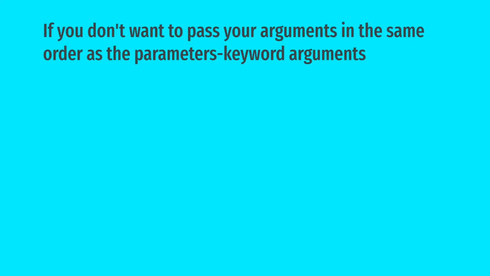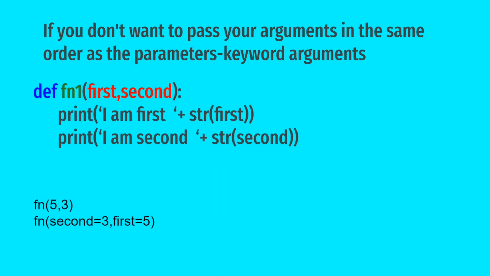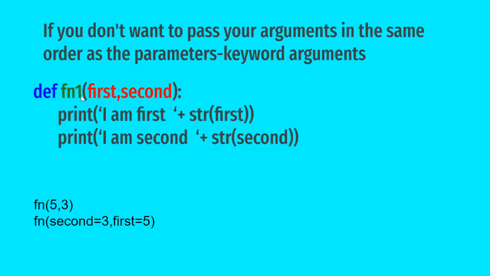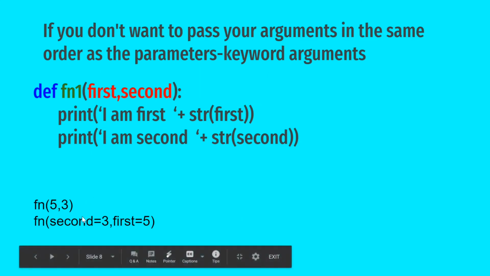What if in my Python function call, I don't want to send it in this particular proper order? I want to send it in any order, but the function definition should correctly know which number is what. So how do I do that? For that I'll use keyword arguments. Now look at the first function call. Here I'm doing function 5, 3. So 5 will be the first and 3 will be second. Now if I'm printing, I'll print I am first and I'll print 5. I am second, 3.